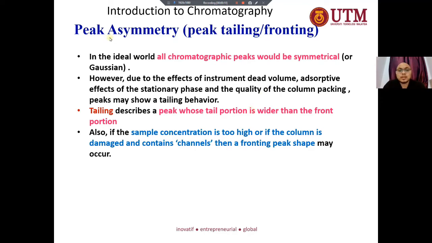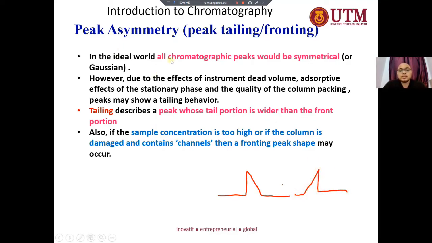Let's go to peak asymmetry. Peak asymmetry can be divided into two: peak tailing and fronting. Tailing is something like this. The broadening is at the end side. For peak fronting, the broadening is at the front side.